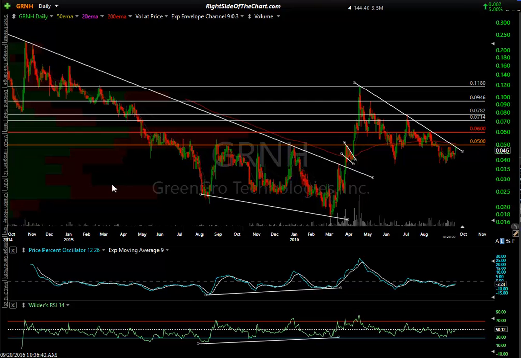GRNH, Green Grow Technologies, nice downtrend line. You can see that here was a large, primary downtrend line that even goes back to the left of this chart. This is a 2-year chart.